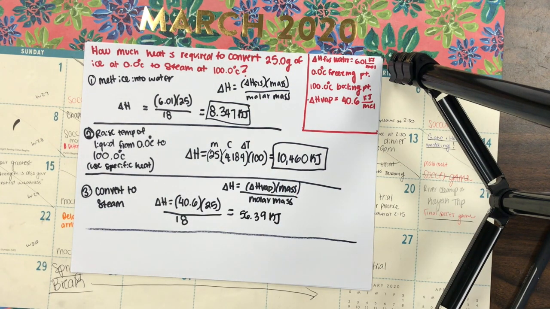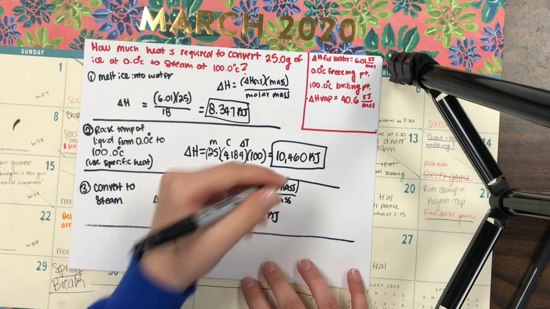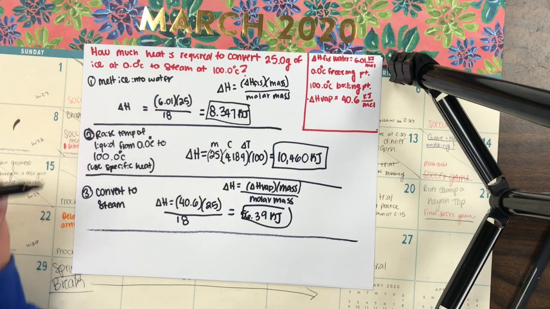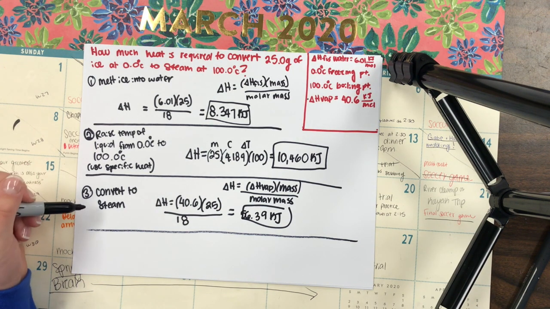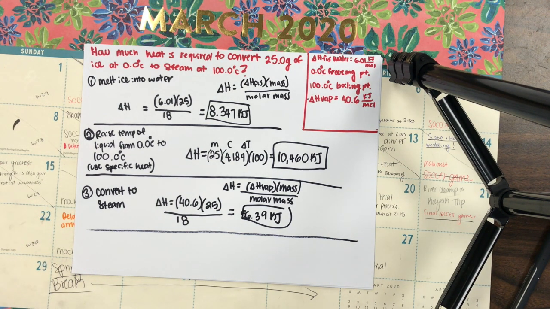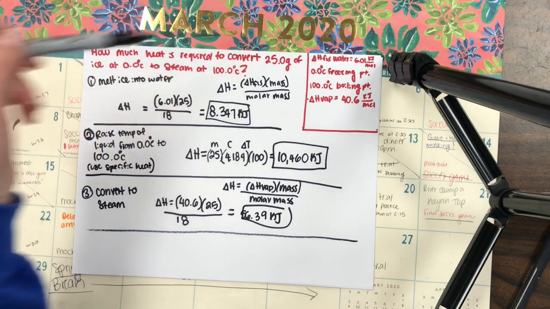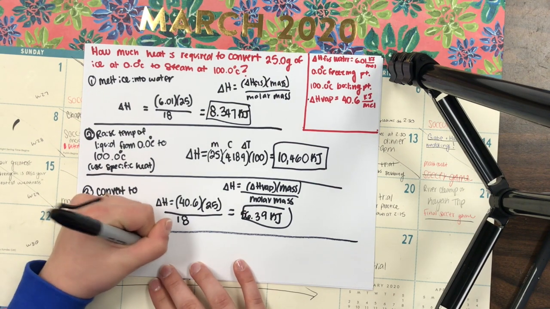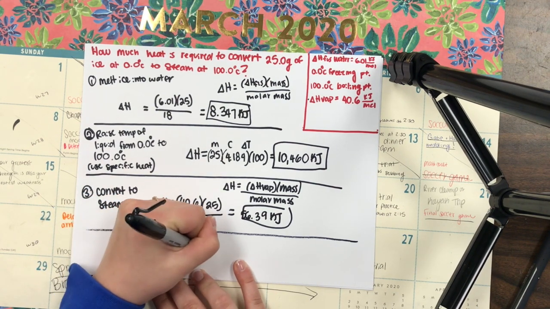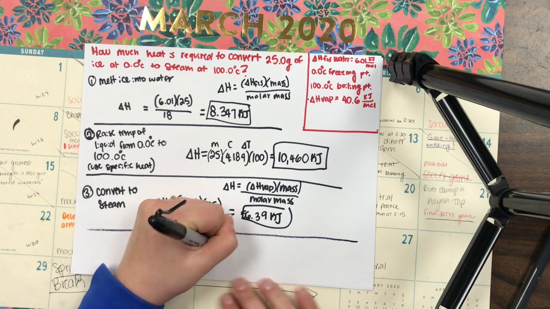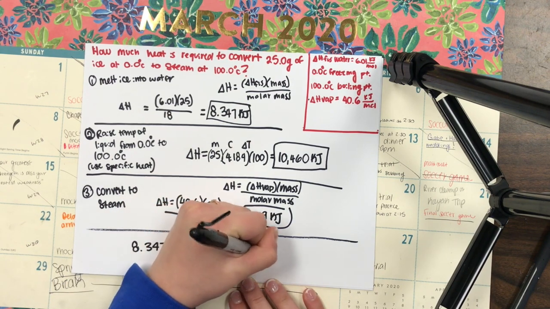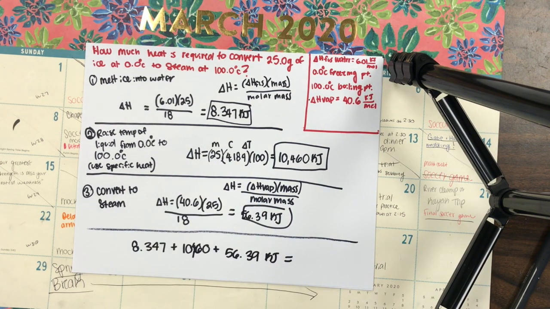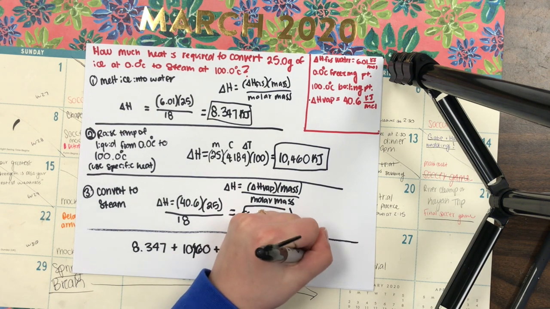So here's what I've just calculated. This is how much energy it takes to melt the ice into water. This is how much energy it takes to raise the temperature of the liquid to a certain temperature, and this is how much energy it takes to convert it to steam. So to find the answer to this question, how much heat is required to convert this to this, I have to add all of these together. So I'm going to add that 8.347 plus 10,460 plus 56.39 kilojoules. I'm going to add it all together. And this was my answer.